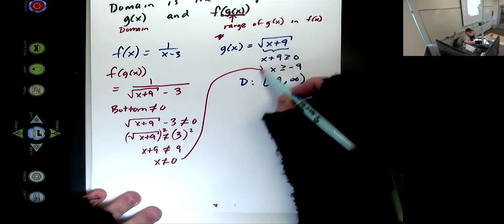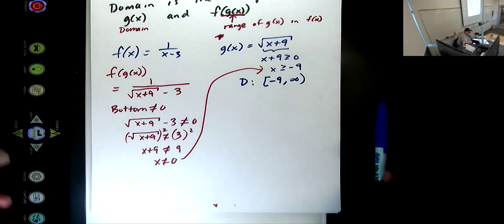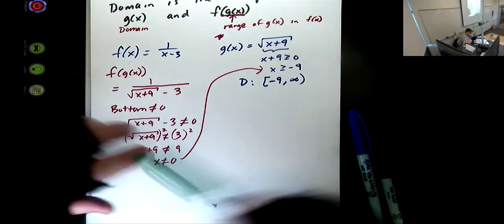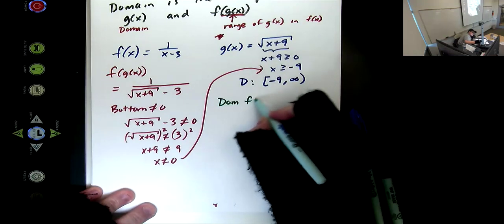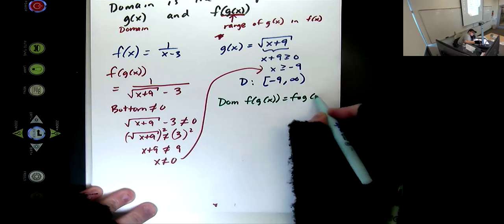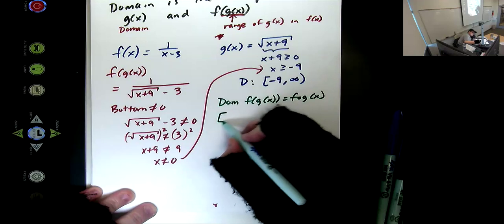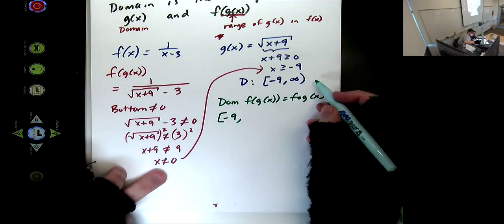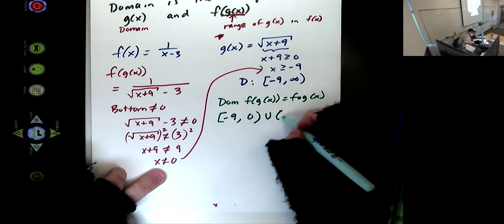Along with that, so our domain of f of g of x, which is f∘g of x, starts at -9. It goes all the way up to infinity, but it can't equal 0. So we stop at 0 and we do a union with 0 to infinity.